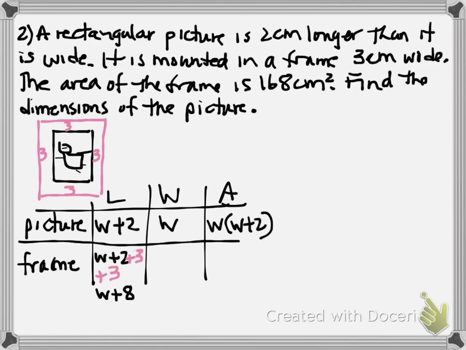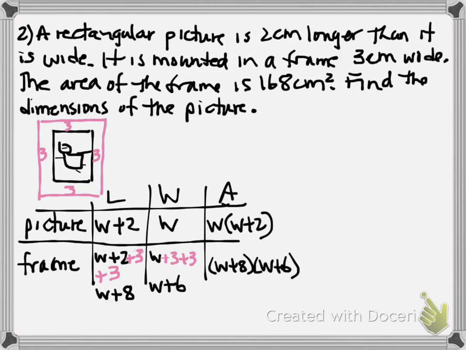Now my width still has the original width of the photo, but then there's these additional pieces that are 3 centimeters each. So I have the width, but then I'm adding 3 from the left and 3 from the right. So this picture that we drew is different from the last picture because we only increased the dimensions on a side, whereas this is being surrounded. So this has dimensions of W plus 6. So we have W plus 8 times W plus 6.